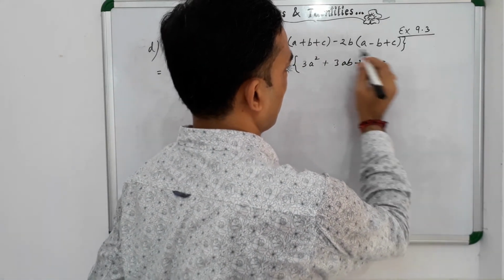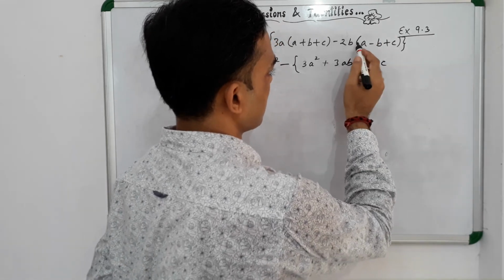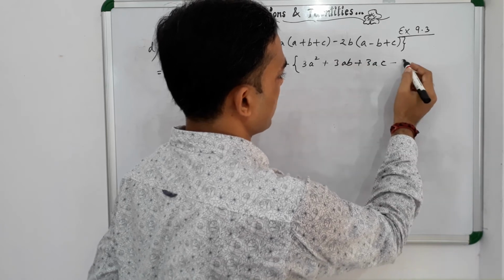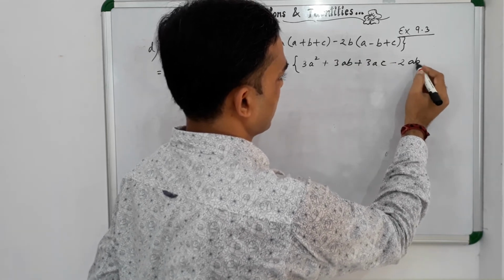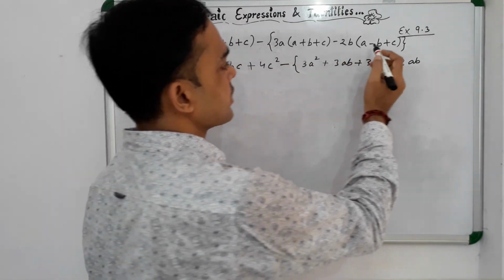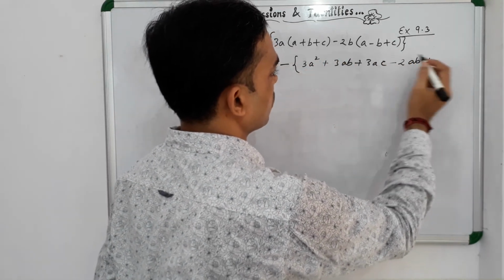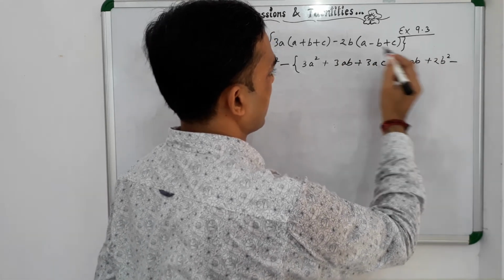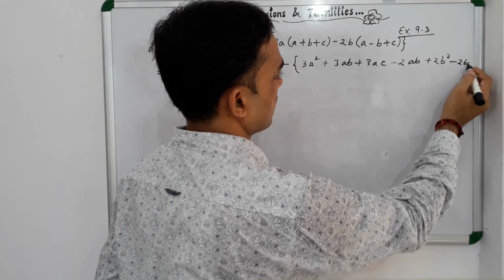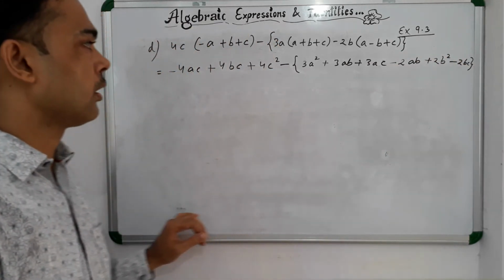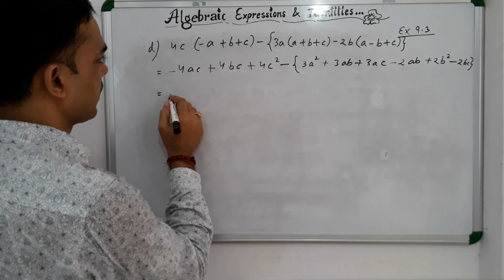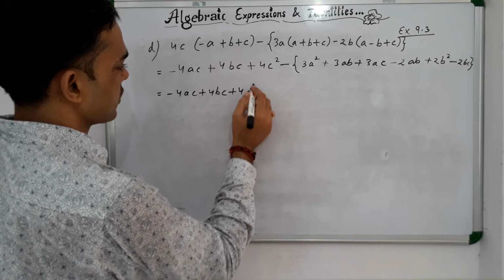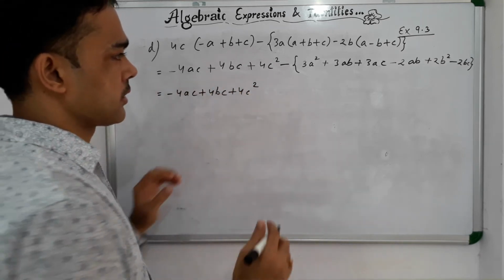Then let's see here, minus into plus will be minus, 2 into 1 is 2, a into b is ab. Then minus into minus will be plus, 2 into 1 is 2 and b square, plus into minus is minus 2bc. Then this is minus 4ac plus 4bc plus 4c square. I have written it as it is.